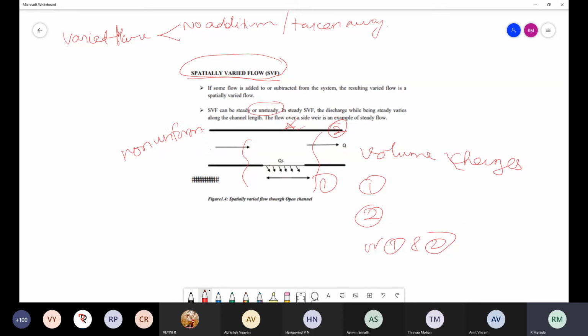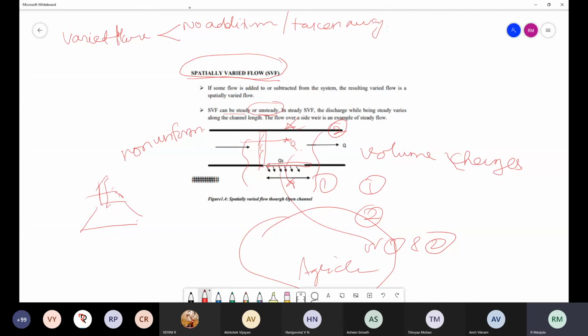Maybe you can say spatially varied flow can be steady and also unsteady. When you say steady flow, in the sense, suppose I am having a weir here, there is another structure, a side weir, and suppose here I am having some agricultural fields. So this is a river, and I am allowing a certain amount of water to flow over the weir. If there is a steady flow over a side weir, then this can be controlled.